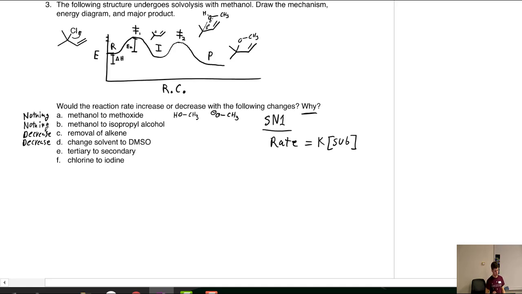If we changed it from tertiary to secondary, so we're now going to this. What would that do to the rate? A little bit slower, because the most preferred is the tertiary. Exactly. So we affected our substrate again, and we made it a secondary resonance stabilized. We said tertiary resonance stabilized is better due to induction and hyperconjugation. So therefore, this would also decrease the rate.